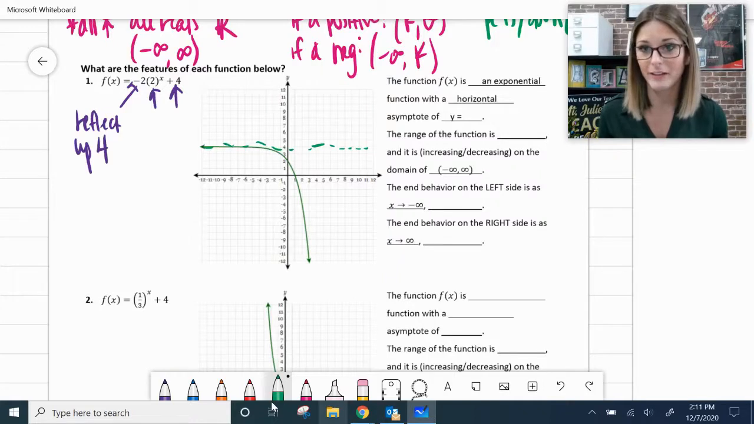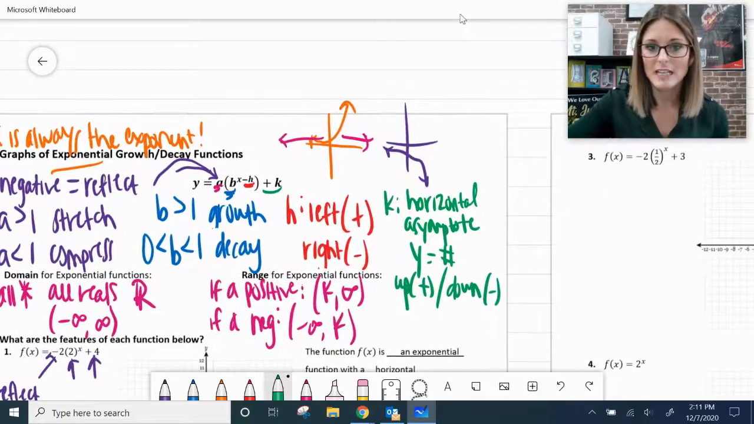All right, we got to actually fill this in because I started us off. I said the horizontal asymptote is always going to start with y equals. And remember above, our horizontal asymptote is y equals our k value, the last one.